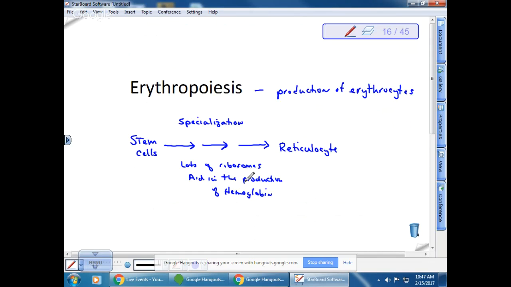So I'll show you a picture of a reticulocyte in a minute. The reticulocyte lacks a nucleus at that point. So the nucleus has been ejected. So it gets rid of the nucleus as part of its specialization. But the reticulocyte is important because this is the cell that goes out into the blood and then it specializes into the red blood cell. So the reticulocyte then goes into the blood and it becomes a mature erythrocyte.